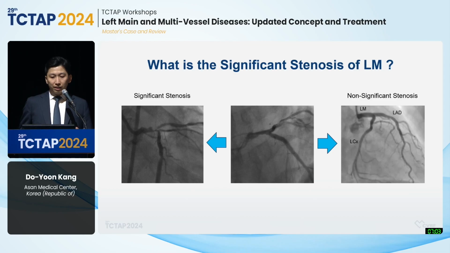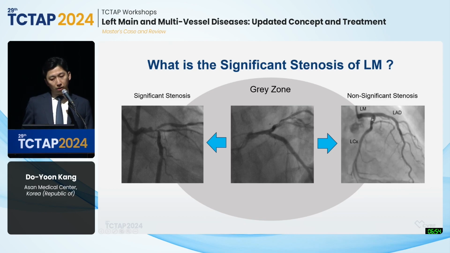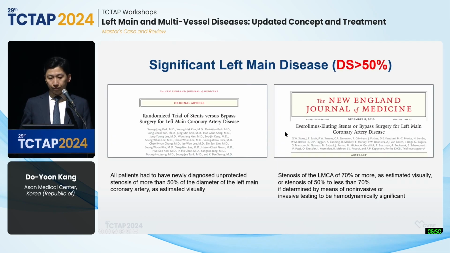And what is significant stenosis of the left main? As in this left case, it's really significant. But in the right case, it's mild. However, there are so many cases in the gray zone. And significant left main disease was defined as more than 50% diameter stenosis in the PRECOMBAT trial, and 70% in the EXCEL trial, or 50 to 70% diameter stenosis with hemodynamic significance.